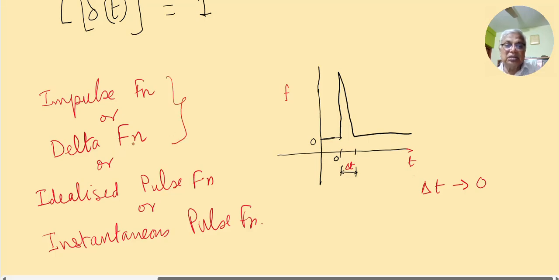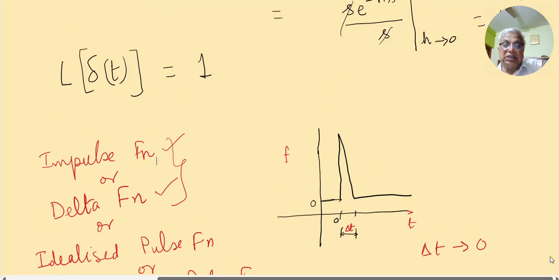Why delta function? It looks like a delta here. This function looks like a delta, so it is known as delta function. So impulse function and delta function are common names. There are also other names, idealized pulse function or instantaneous pulse function. So this is about the impulse function.